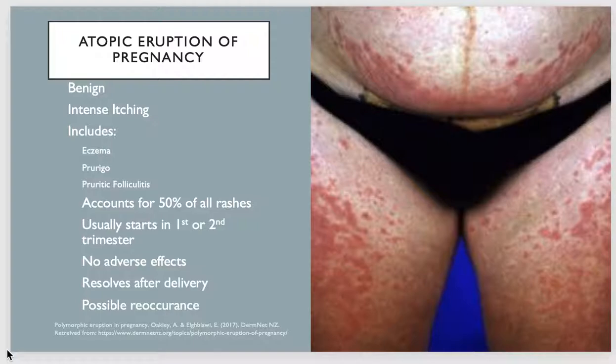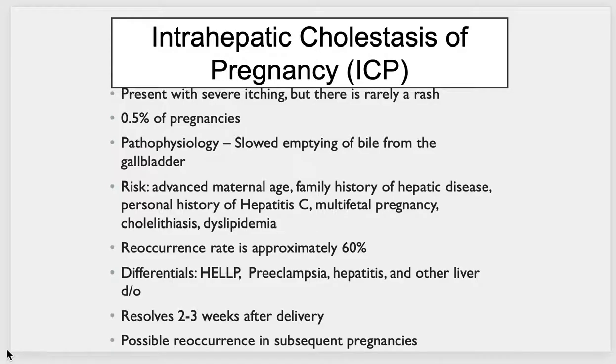If it gets really bad, we can also give oral corticosteroids. If it's severe eczema, they can do ultra-potent topical corticosteroids, but at that point you probably would be co-managing with an MD or sending her to dermatology for a consult and having them order something. So that's atopic eruption of pregnancy.